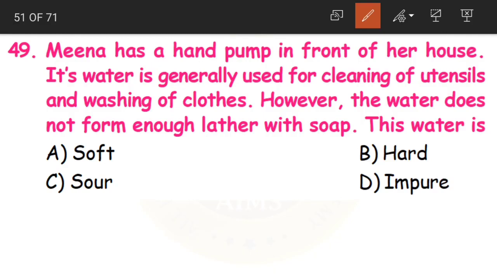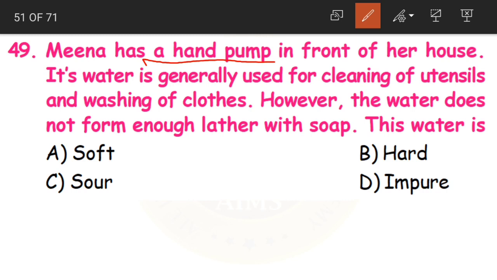So Meena also cleaned her utensils and washed her clothes. But what water has she used? She has used the water from the hand pump. Okay, she had a hand pump in front of her house. She used that water which came from the hand pump, and she cleaned her clothes and the utensils.